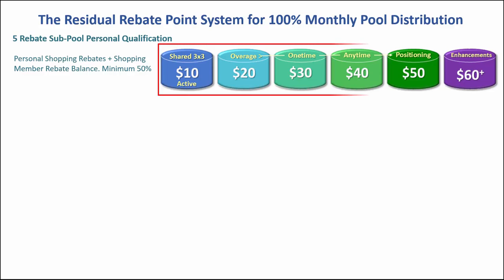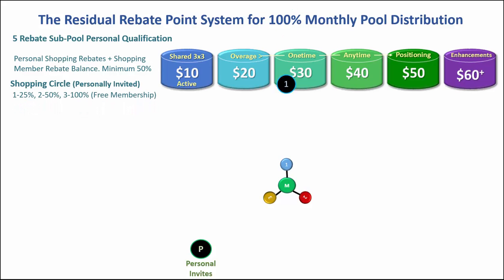As you can see, we have 5 different subpools for personal qualifications. The more personal shopping done by the global member and with their shopping members balance, the higher subpool the global member will be in. Now to start, as we've already mentioned, the minimum rebate anyone can receive is 50% of this amount, whether they have a shopping group or not. The difference is, for global members, they receive either this 50% or the residual rebates from their shopping group, whichever is higher.